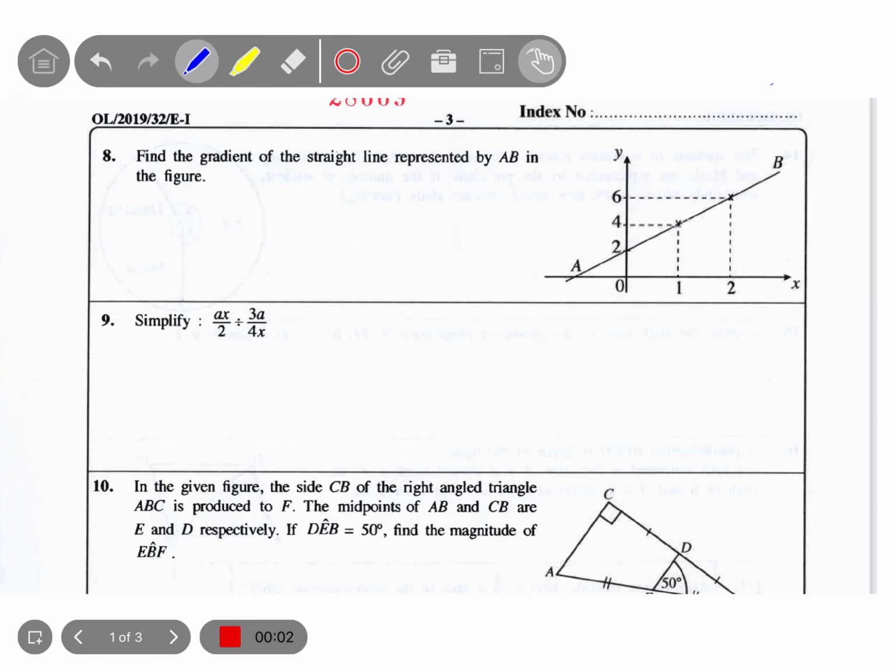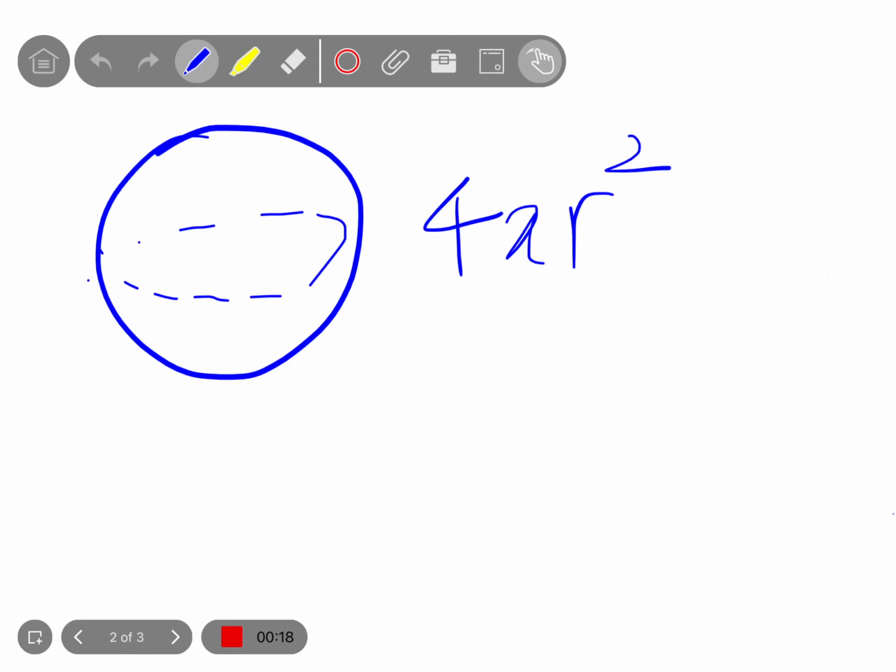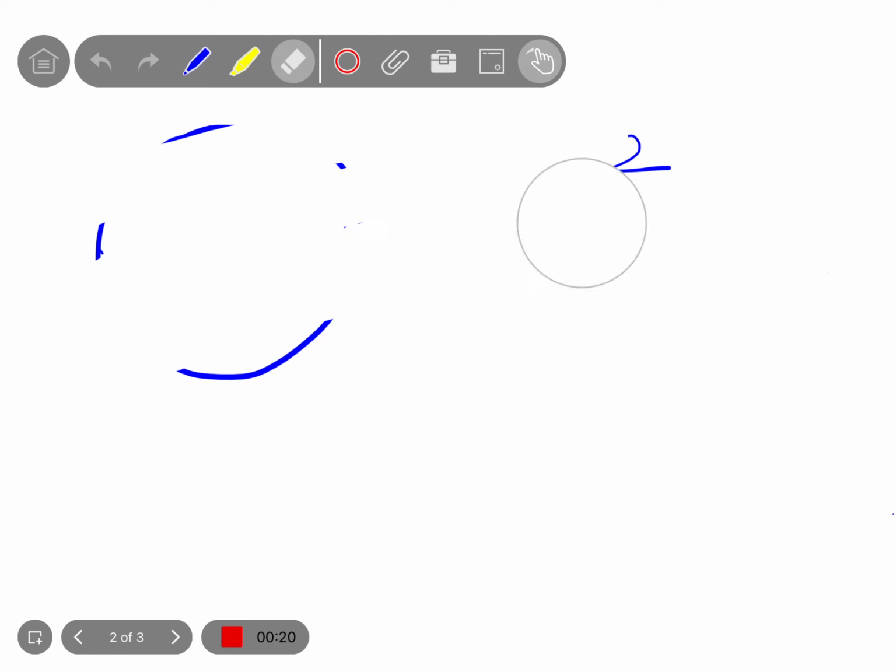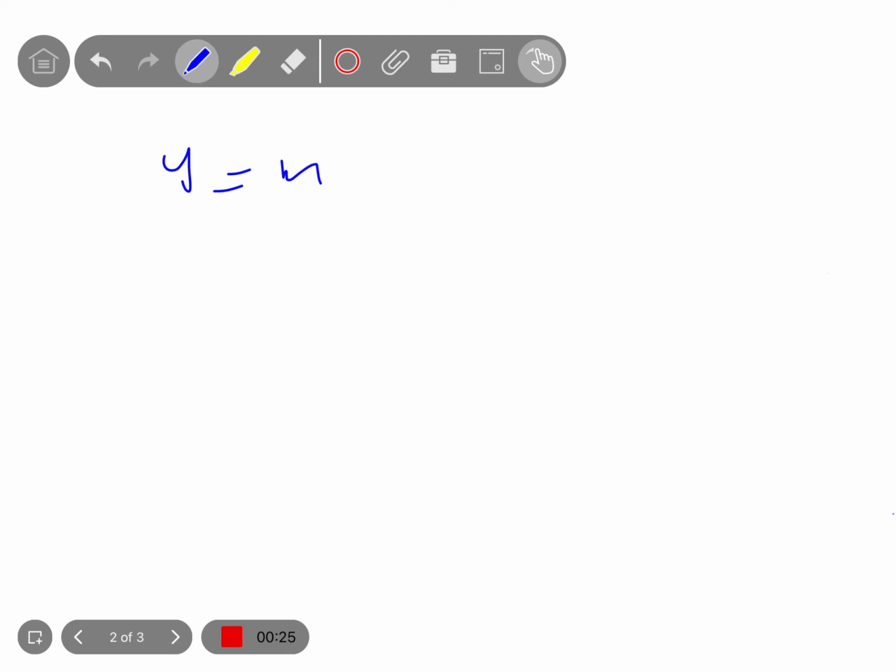Okay, we are into question number 8. This says find the gradient of the straight line represented by AB. Now, when you look at this particular graph, you should already remember that this is a y equal mx plus c type of graph. So we have this type of graph. We write it as y equal mx plus c. So what they are asking to find is m.